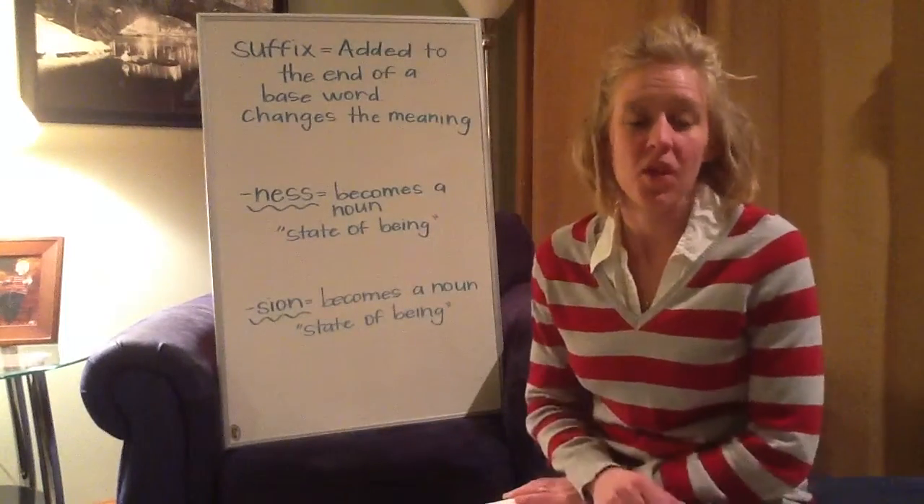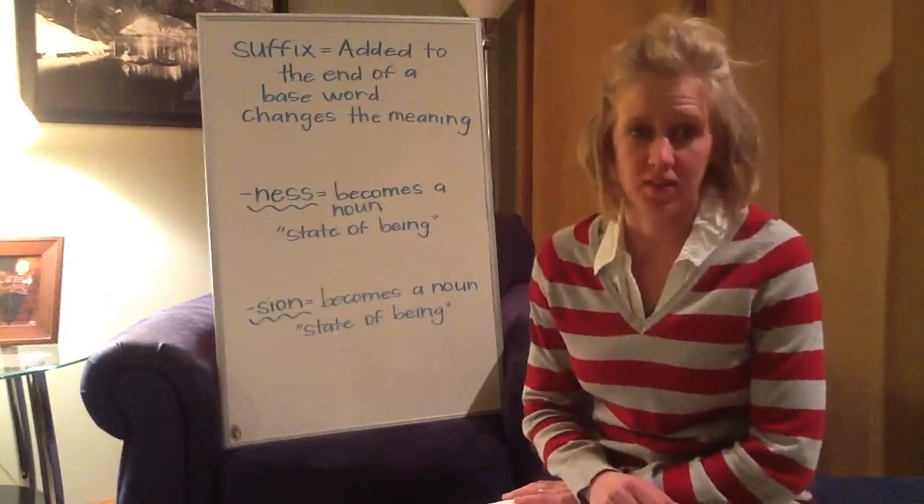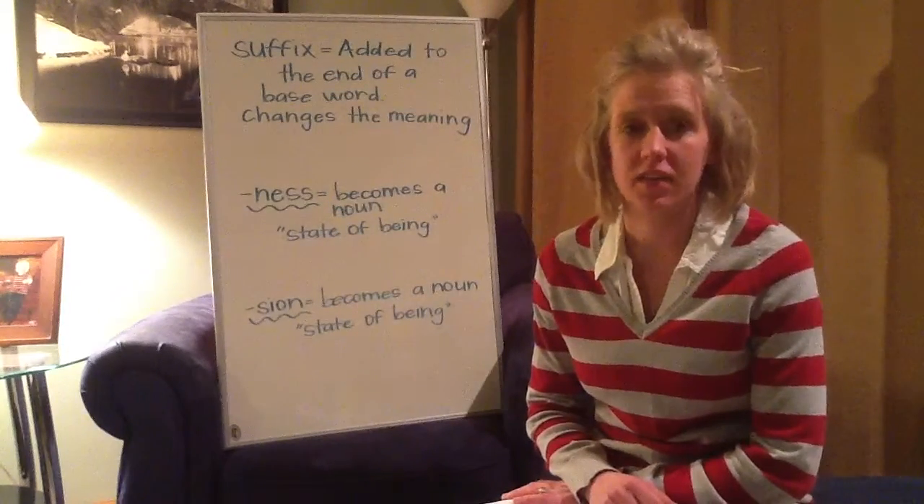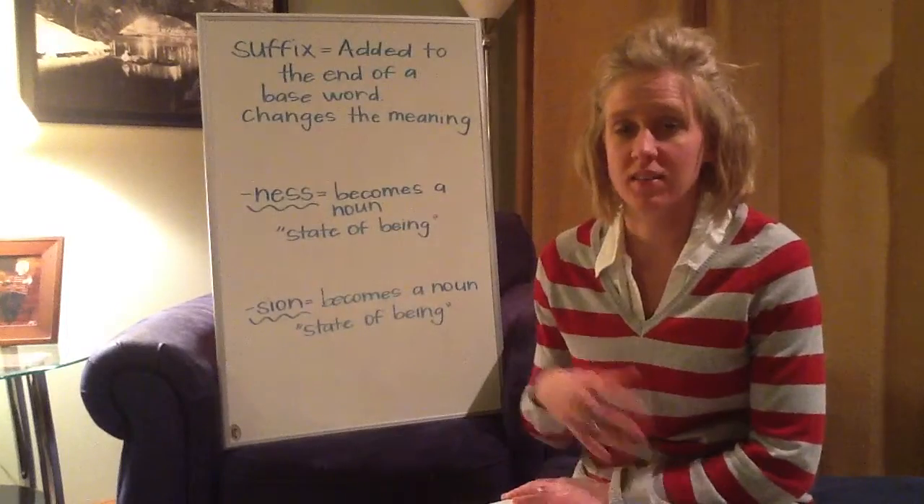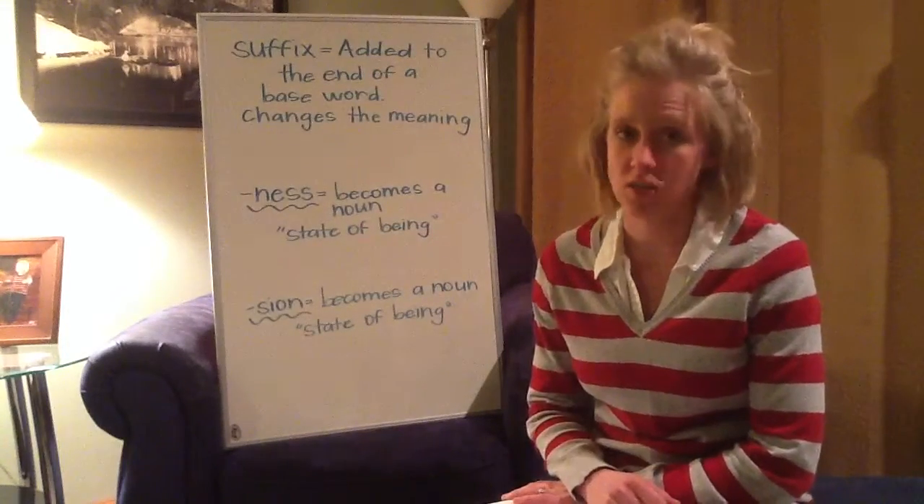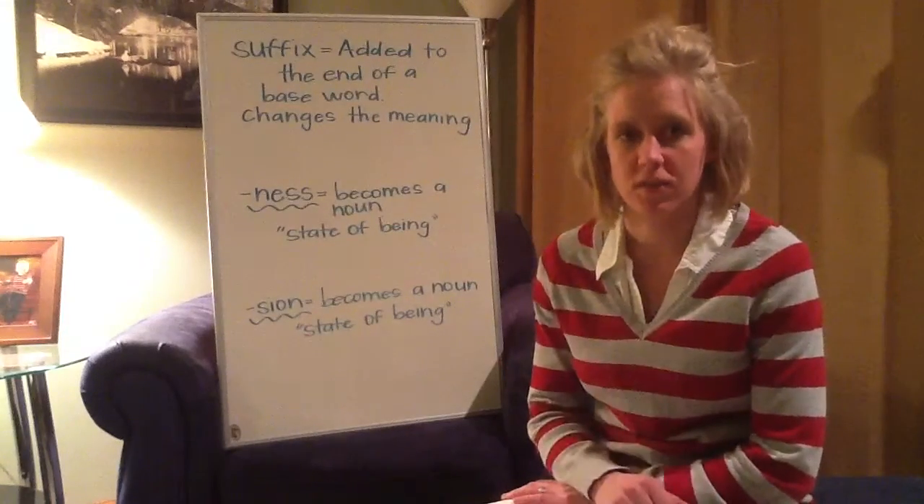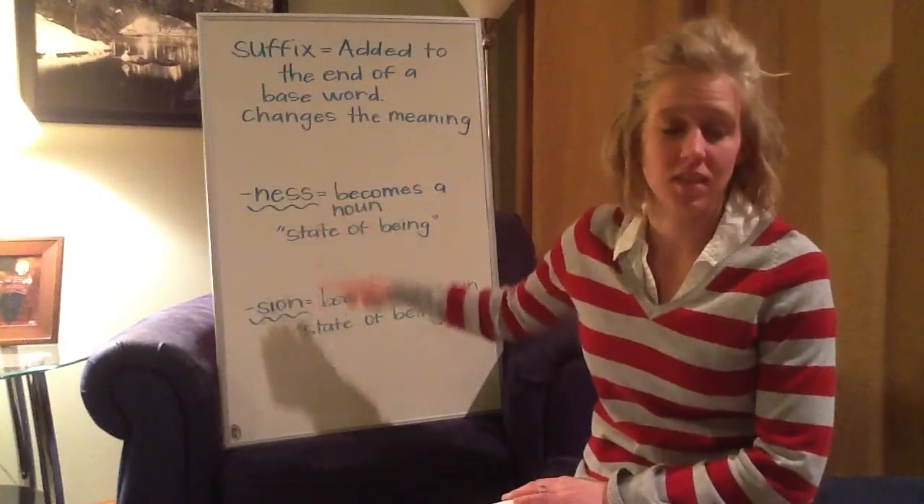Hi there. We are going to continue talking about suffixes. Just as a review, a suffix is something that is added to the end of a base word. When you add a suffix to the end of the word, it changes the meaning of the word. So today we are going to talk about two different suffixes, ness and sion.